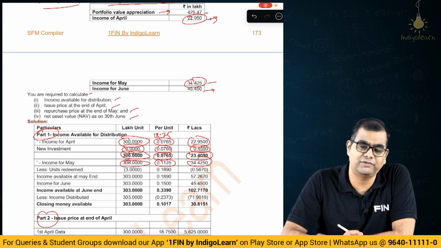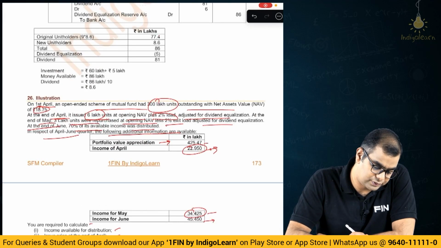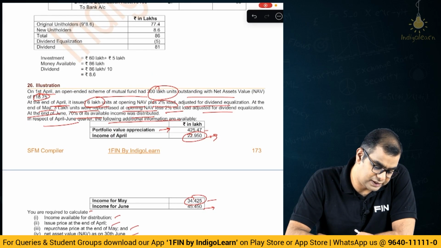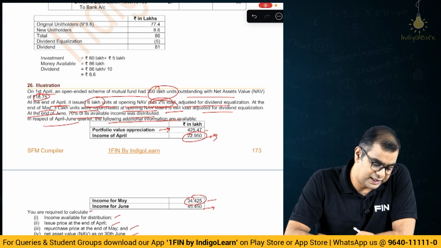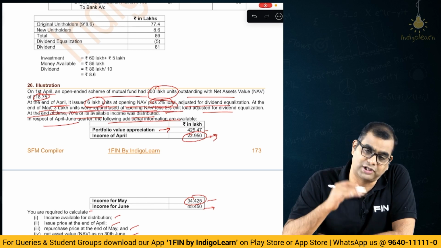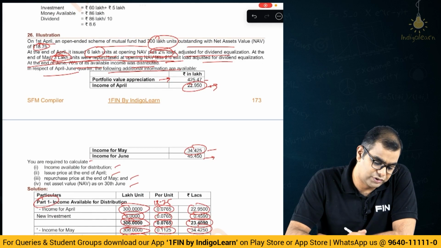Now, when you have 0.1125 income, you have redeemed 3 lakh units. What did they say? End of April, 6 lakh units at opening NAV plus 2% load. Ignore the 2% load. We will come to the 2% load. At the end of May, 3 lakh units were repurchased at opening NAV less 2% exit load. That also you ignore for a moment. Exit load. Just concentrate on this 3 lakh units. Okay, and adjusted for dividend equalization.